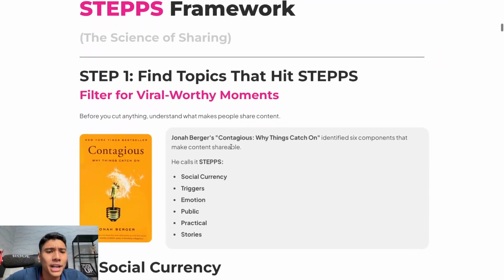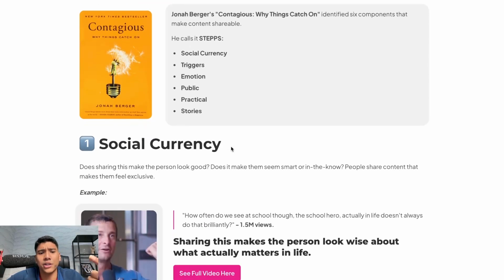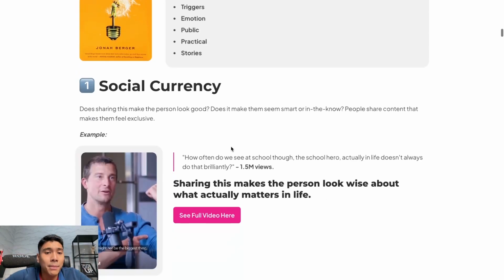So number 1 is STEPPS. STEPPS is something I got from this book called Contagious: Why Things Catch On by Jonah Berger. Awesome book. Read it if you have the time. But basically, it's social currency, triggers, emotion, public, practical, and stories. So these are factors that make something worthwhile to share, aka something go viral, because what is virality, just something that people want to share to others, right? So I'm going to dive deep into each factor and explain my line of thought when I made these podcast clips for Bear that actually have gone viral.